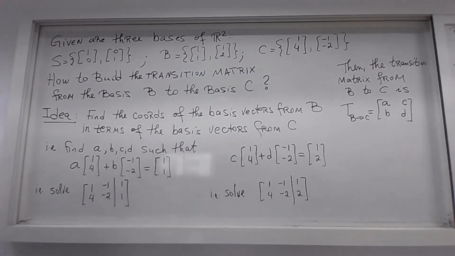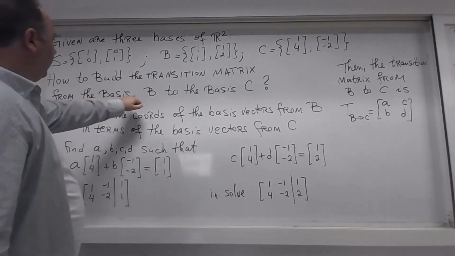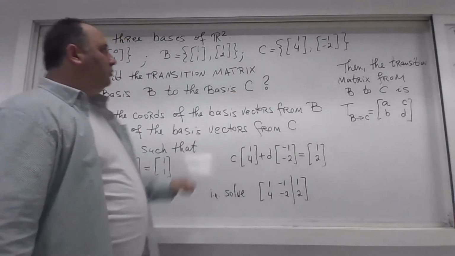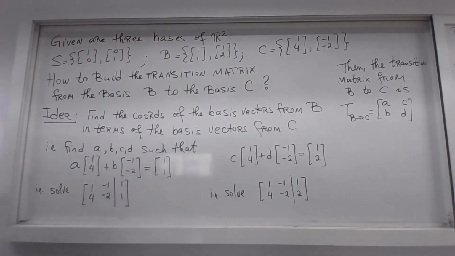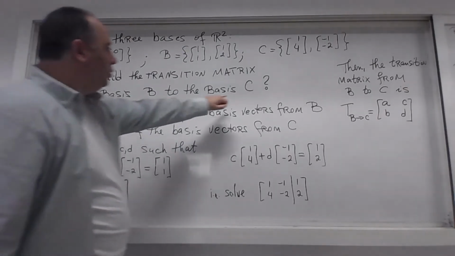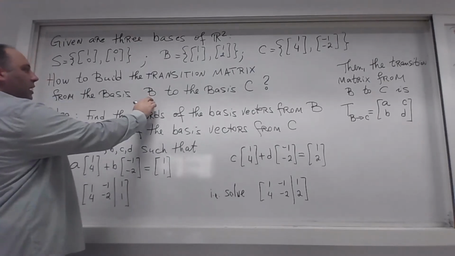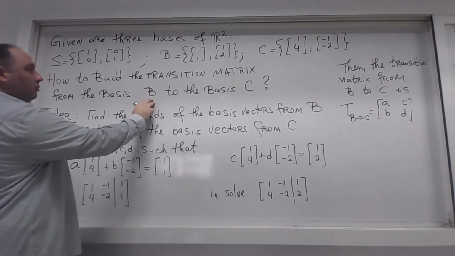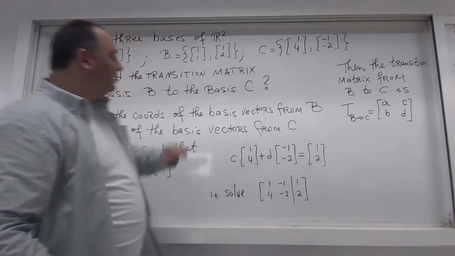So here is a smart way to do things. Again, we have our three bases. This is an illustration of how to build the transition matrix from, let's say, basis B to basis C. Basis B is here and basis C is there. What do I need to do to build the transition matrix from basis B to basis C? Basically, I have people that are expressed in their coordinates in basis B, and I would like to know what their coordinates are in basis C.